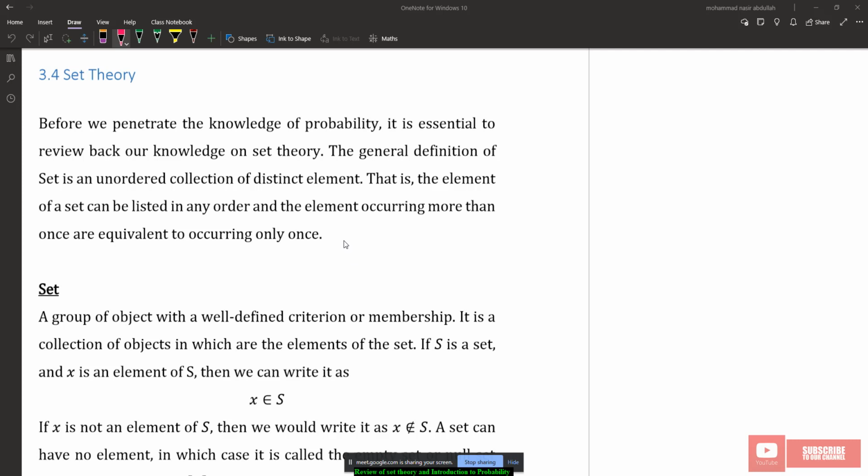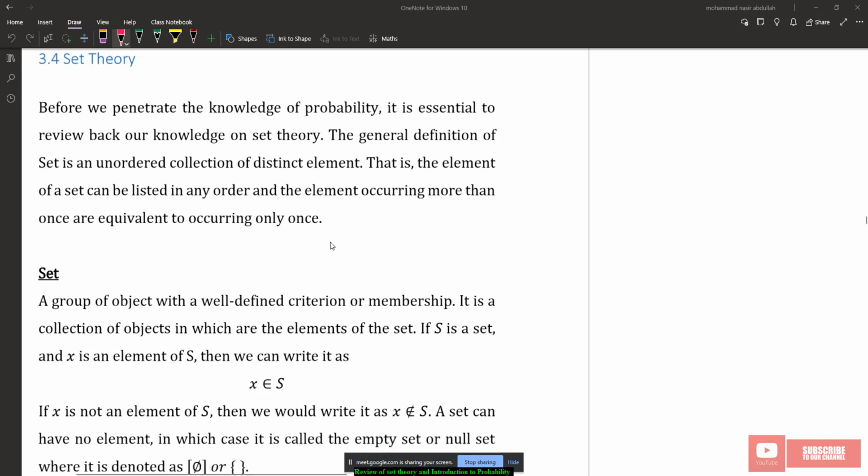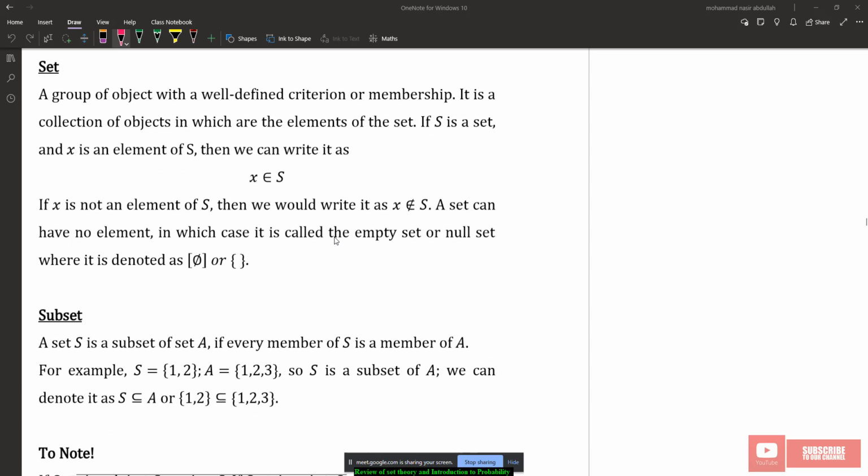Today we will continue our lecture on chapter 3, which is Introduction to Probability. Last class we already looked at counting theory. We already know the permutation rule and the combination rule, and we looked at 9 theorems. I hope you understand how to do a counting rule. So before we go to introduction to probability, let's review some set theory.